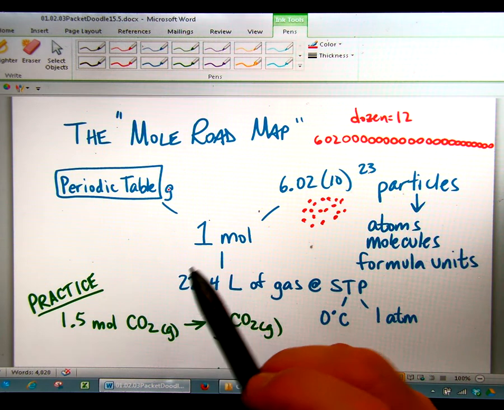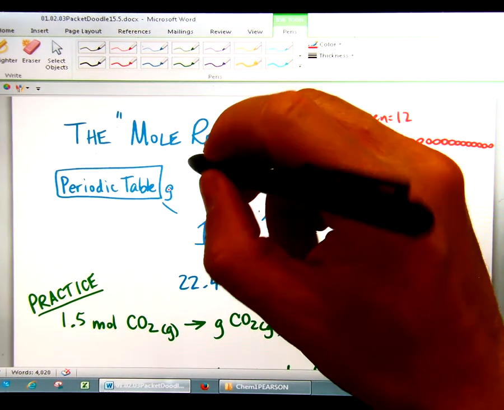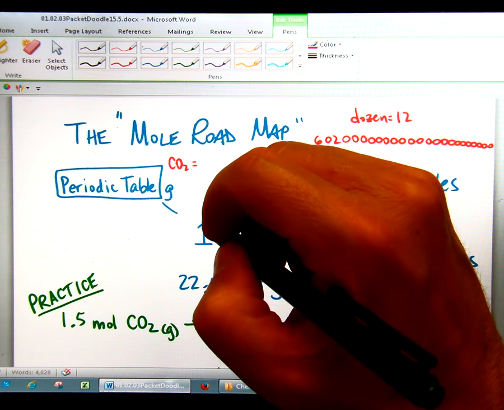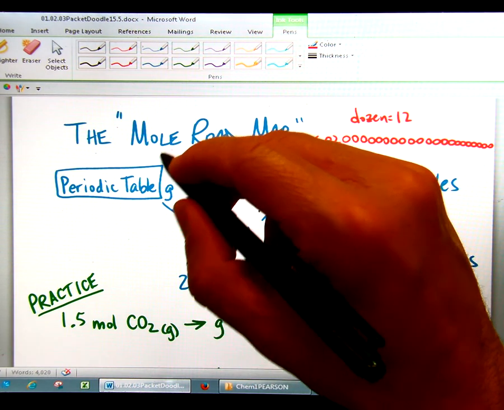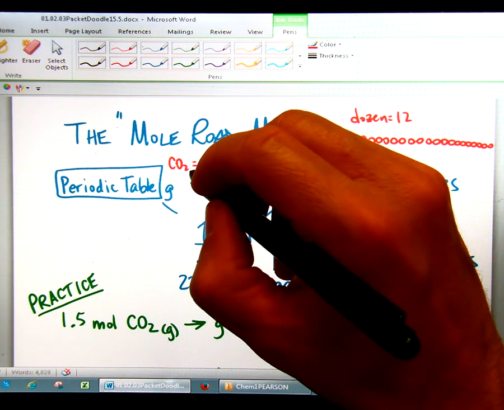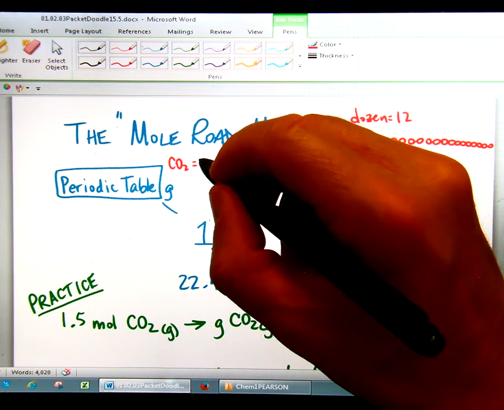All right, then we could talk about how much it weighs in grams. That's going to come from the periodic table. So let's suppose we were going to do carbon dioxide. What you have to look at are the atomic masses of each of these elements on the periodic table. So if you have a periodic table handy, just take it out. If not, you can hit pause and find one and then continue.